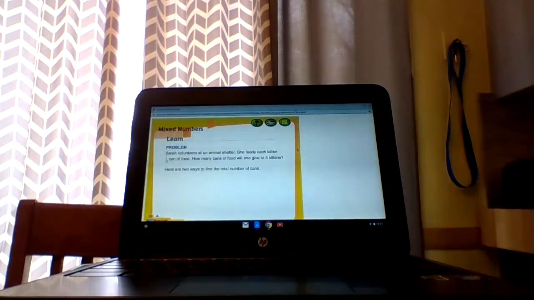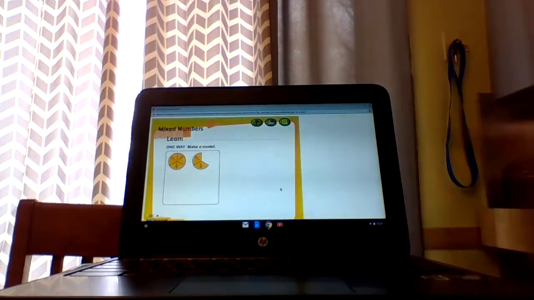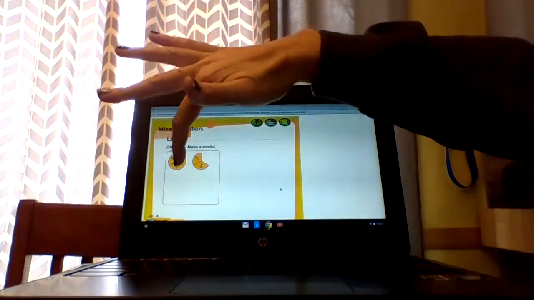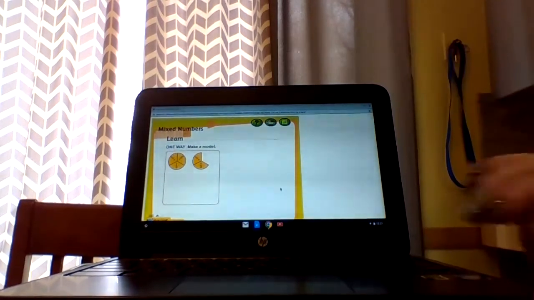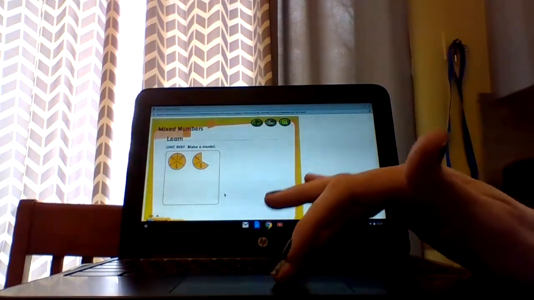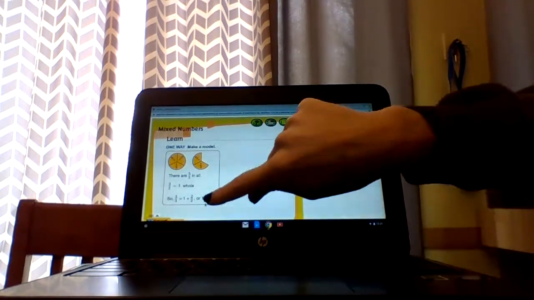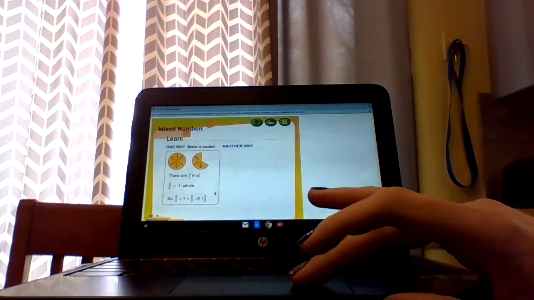Let's check this out. There's 2 ways that we can use to find the total number of cans. We can make a model. So remember, she gives 1/3 to 5 kitties. So this kitty gets 1/3, this kitty gets 1/3, 1/3, 1/3, and 1/3. Well, that's more than 1 whole. What does this model show us? It shows us 1 whole and 2/3. So the way we read that is 1 and 2/3. And we write it like this. You see the whole number, and then the fraction goes right next to it.